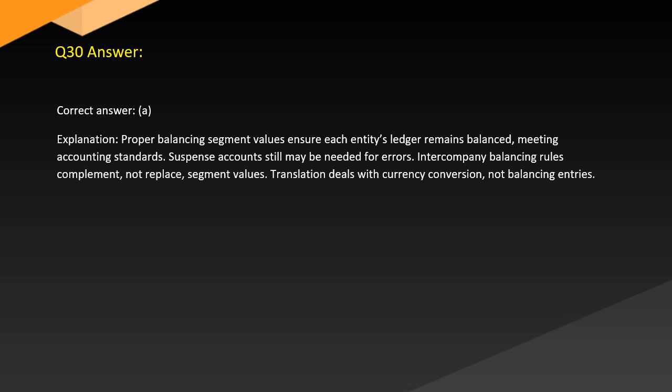Answer. Correct answer: A. Explanation. Proper balancing segment values ensure each entity's ledger remains balanced, meeting accounting standards. Suspense accounts still may be needed for errors. Intercompany balancing rules complement, not replace, segment values. Translation deals with currency conversion, not balancing entries.